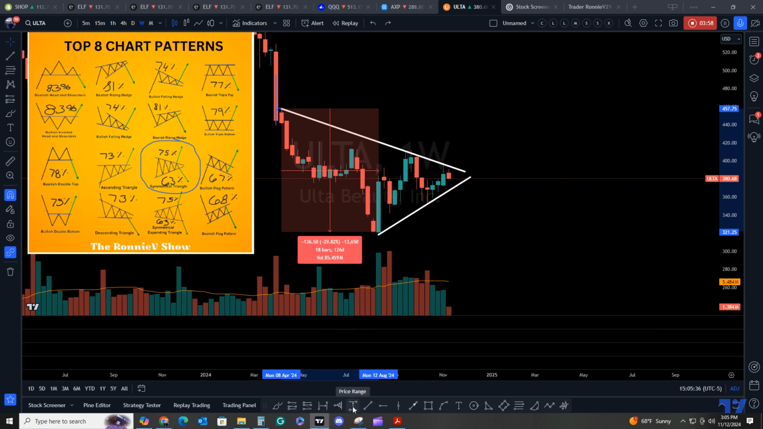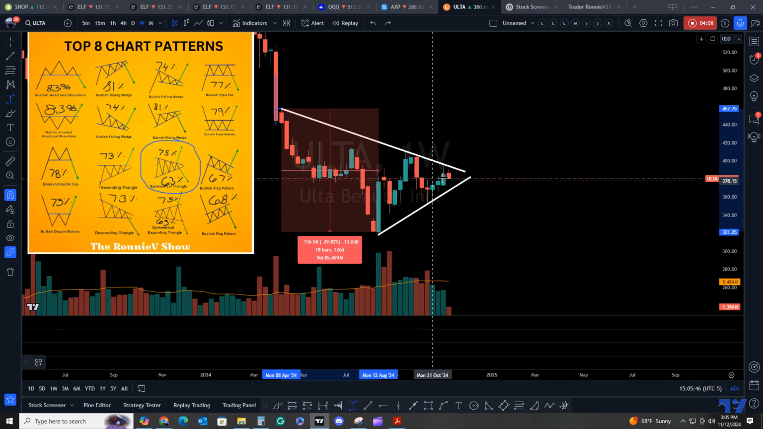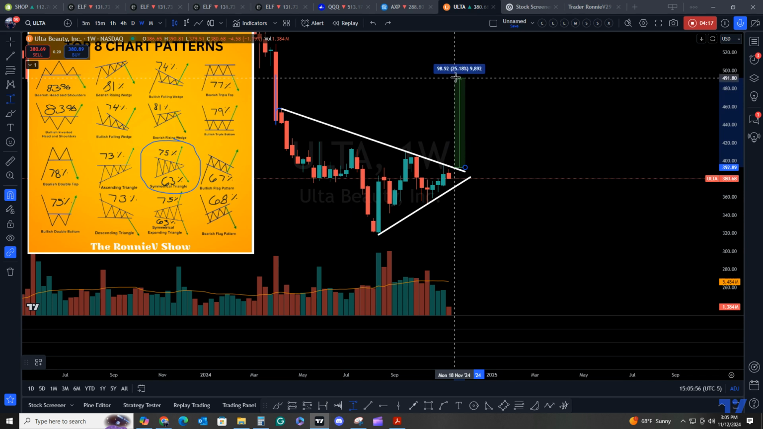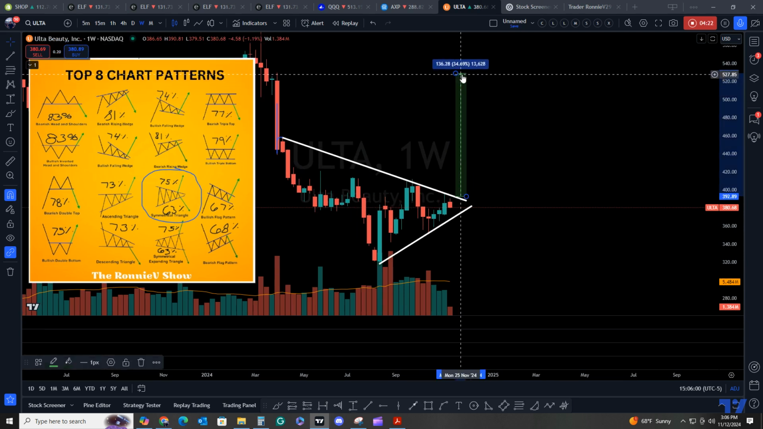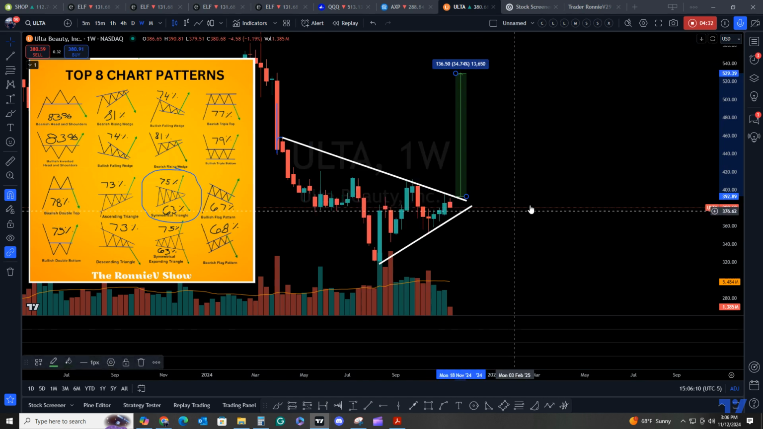You're going to take this little price range tool. The price range tool is right here, fifth one down under projections, go down here to measure. It's going to be the price range tool. Essentially, you remember 13,650, and you put it at the breakout area and draw it up until you hit the 13,650 mark. You can double click it, go to the coordinates, and increase the price of the bar until you get to 13,650 right here. Click OK.